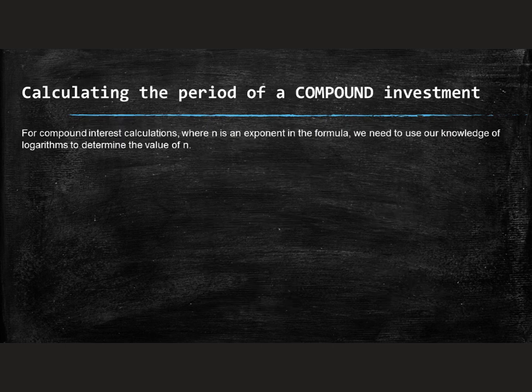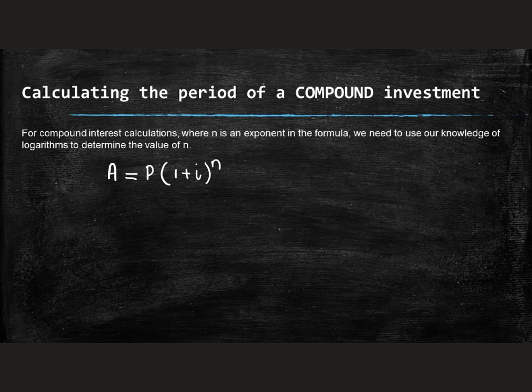Now, what about solving for time with compound interest? Compound interest, as you would have remembered, is A equals P, brackets, 1 plus i, to the n. Pause the video for a second and try to solve for n using logarithms. I hope you've tried it.